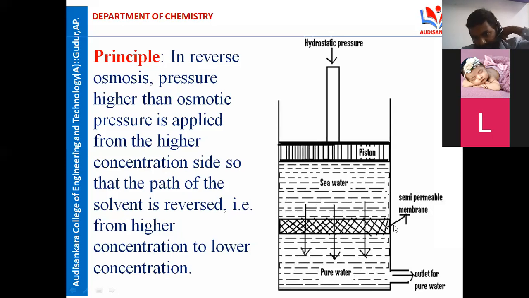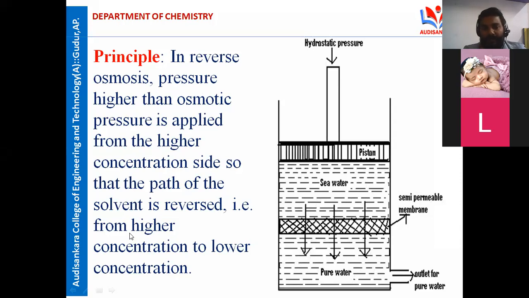That is why any solvents, solids, bacteria, fungus, or virus cannot travel through this membrane. That is why the semi-permeable membrane is a very good membrane, right? Hydrostatic pressure is applied towards this direction, and we get the pure water. Coming to the definition, in reverse osmosis, pressure higher than the osmotic pressure, meaning hydrostatic pressure, is applied from the higher concentration side, so that the path of the solvent is reversed.